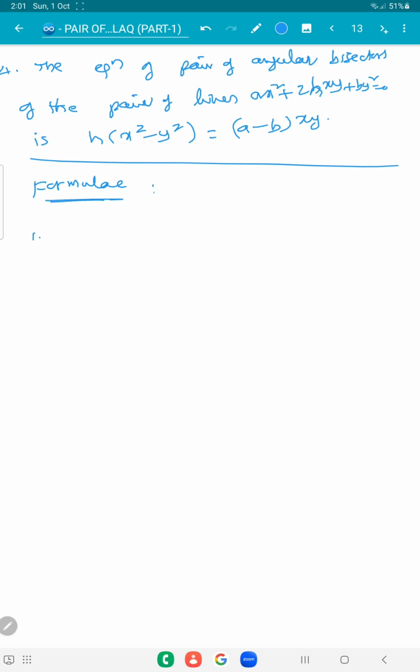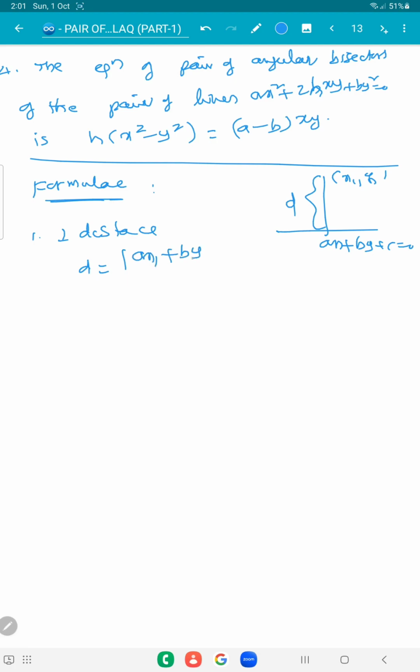for the first one, the formula we need from the straight line is perpendicular distance. Suppose ax plus by plus c is equal to 0 is a line. Suppose x1 y1 is a point. The perpendicular distance d is equal to mod of ax1 plus by1 plus c by root a square plus b square. This is the formula which is useful to do the first theorem.